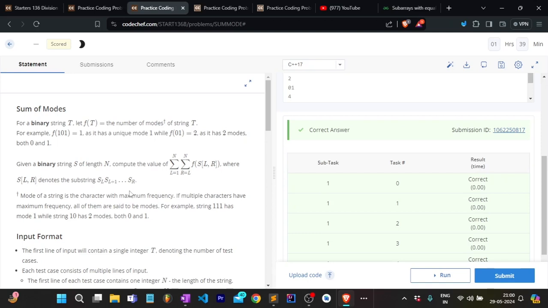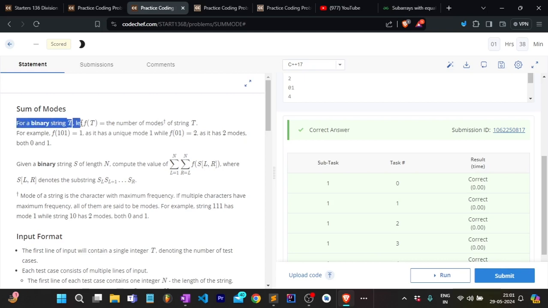In this particular video, I'll be explaining problem B of Starters 136. Okay, problem B of Div 2. The problem name is Sum of Modes, and first of all, we will try to understand the problem statement. Then we will see how we can solve this. Okay, guys. So let's begin by reading the problem statement.